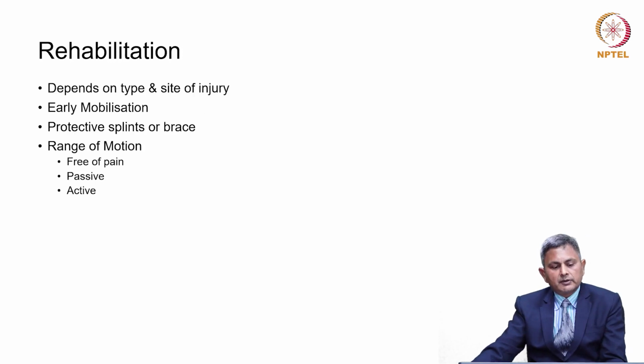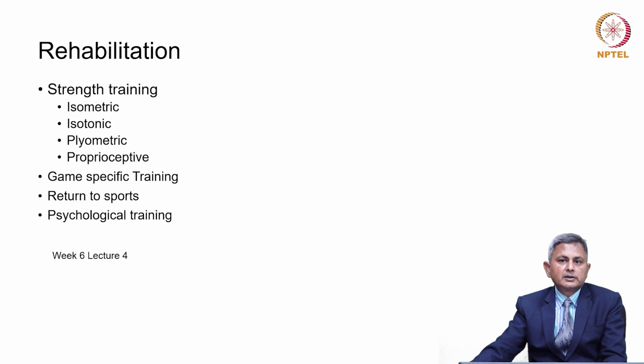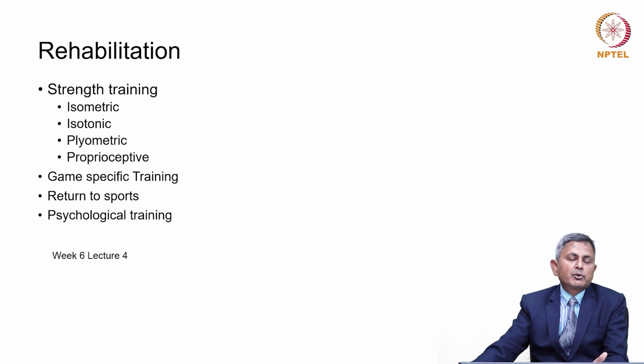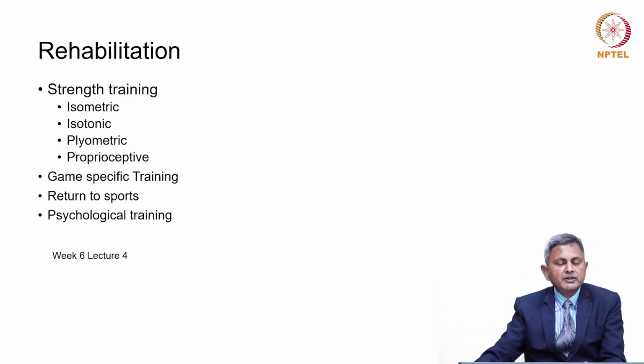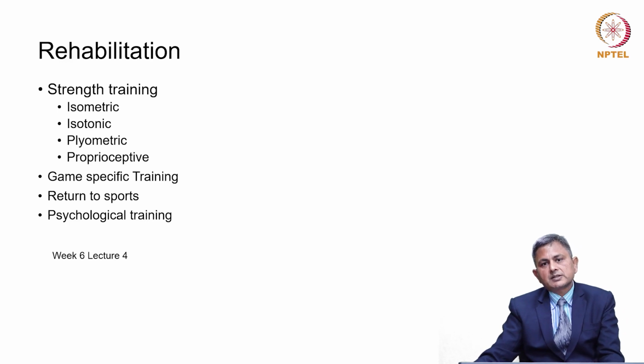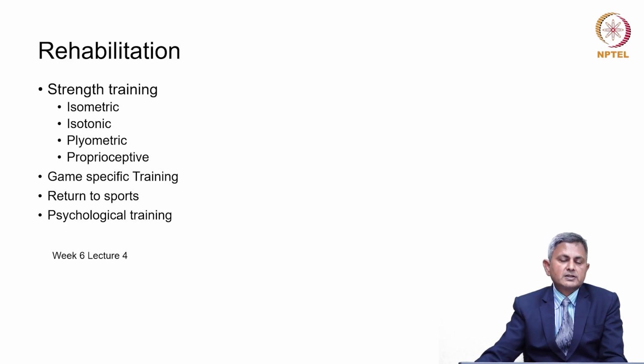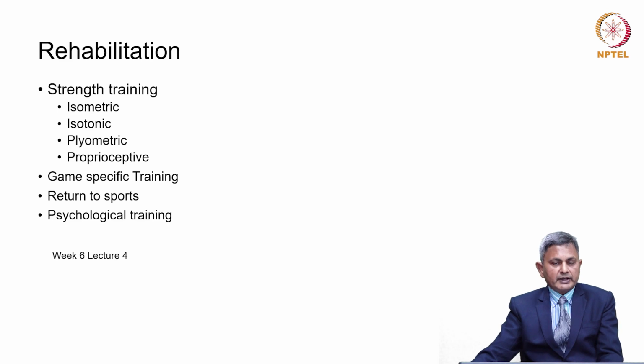Rehabilitation depends on the type and site. The basic principle is: begin with the passive, pain-free range of motion, then the active, then the isometric exercises, then the isotonic, and then include the proprioceptive and the plyometric exercises, and then in the last, the game-mimicking exercises and game-specific training.